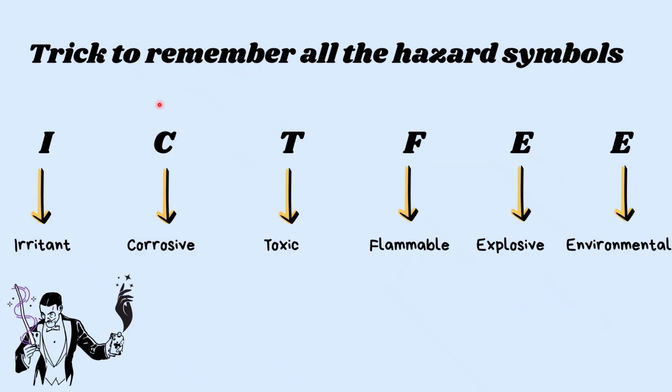So here is the trick to remember all the hazard symbols that we have discussed in the previous sessions. The acronym is ICT-FEE. Where I stands for irritant, C stands for corrosive, T stands for toxic, F stands for flammable, E stands for explosive, and E stands for environmental. With this, you will be able to remember all the hazards clearly at once in an easy way.